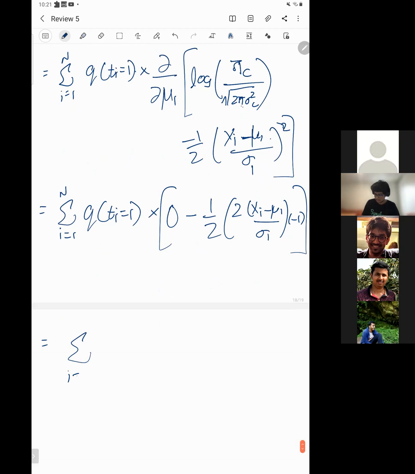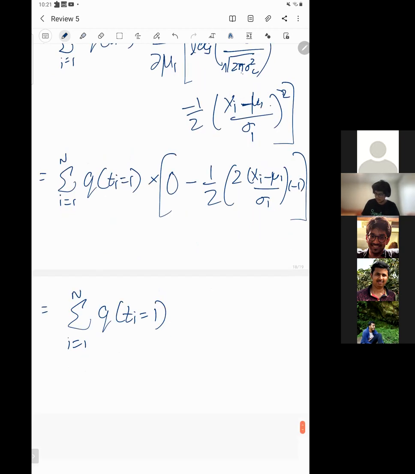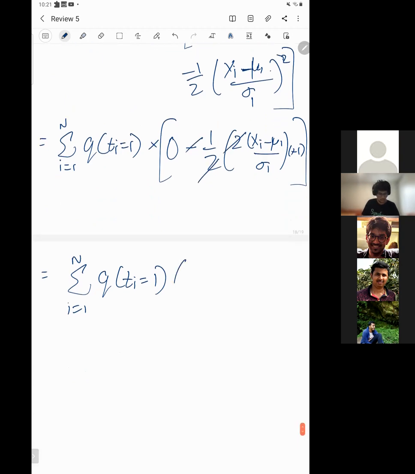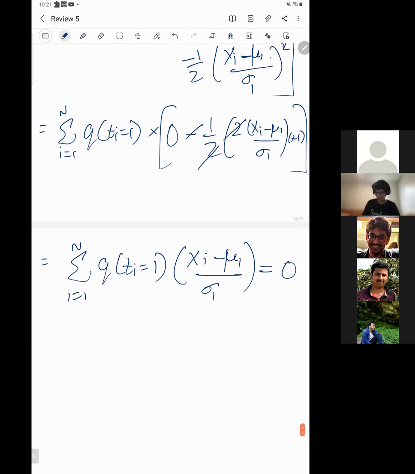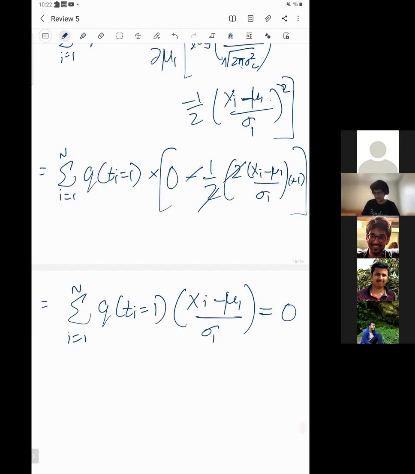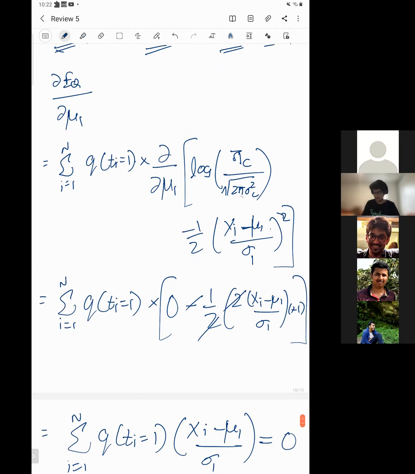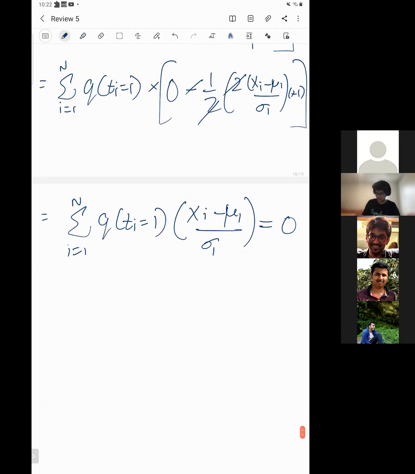So this and this get cancelled, this and this minus sign get cancelled, and we are left with xi minus nu1 times sigma. And obviously we are going to equate this entire thing with 0, because we are differentiating it and we want to find the optimal value, and at that optimal point the differentiation comes out to be 0.